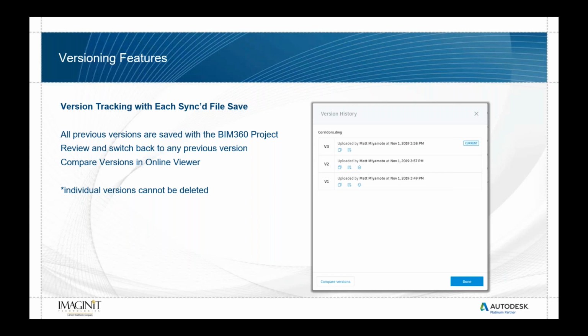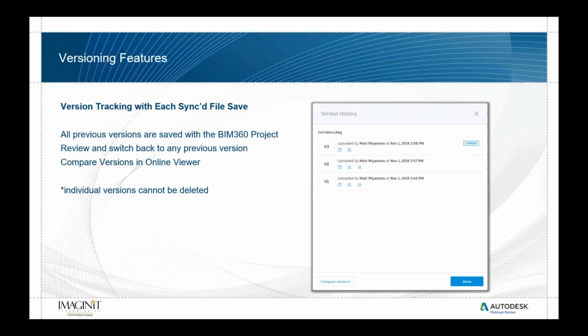But if everything is just running in the background the way that it normally would be, every time you click save, it's going to sync that new version of the drawing up to BIM 360. And you saw a couple of scenarios where I had up to version 13 in one of the files, and then just a version 2 or 3 or 4 in another.